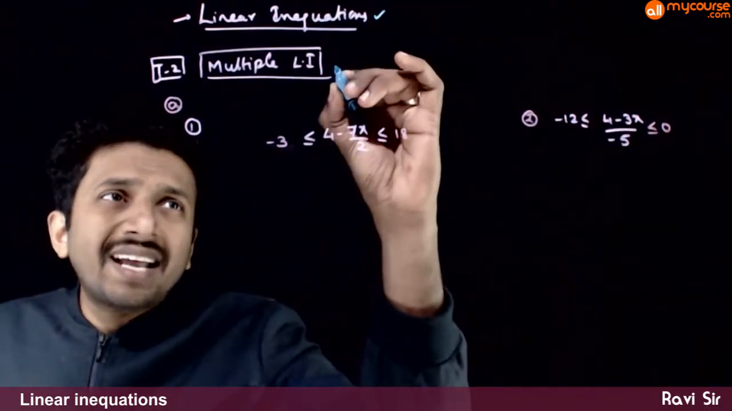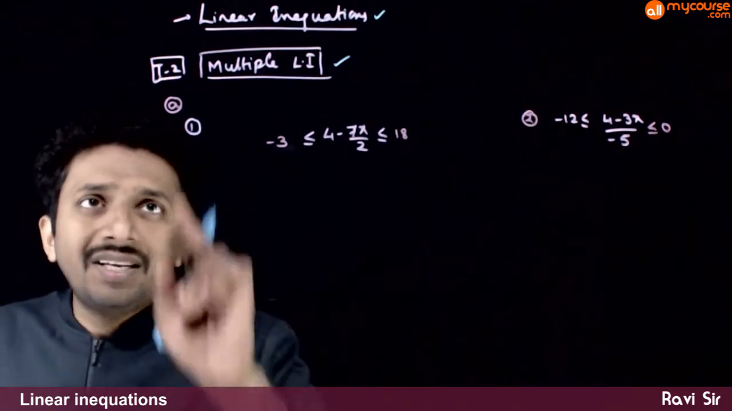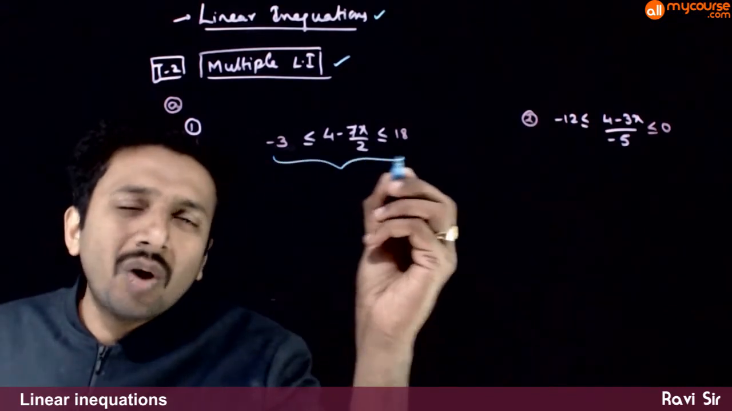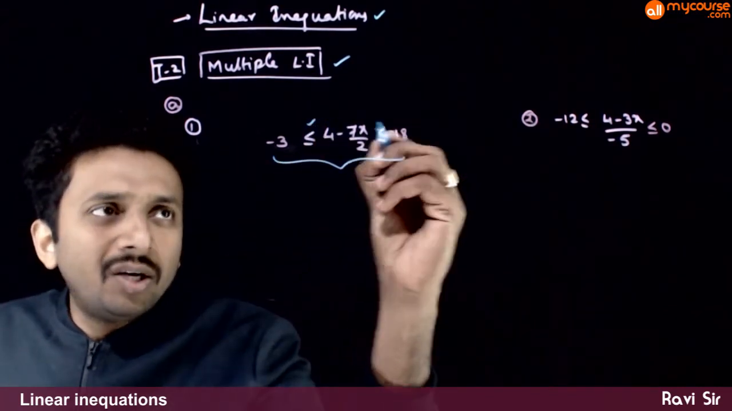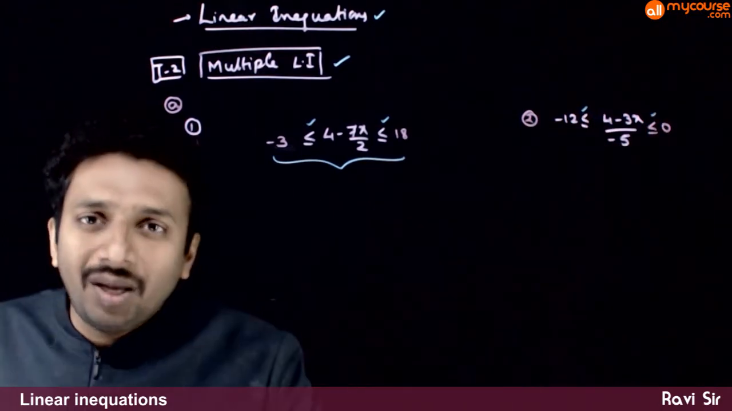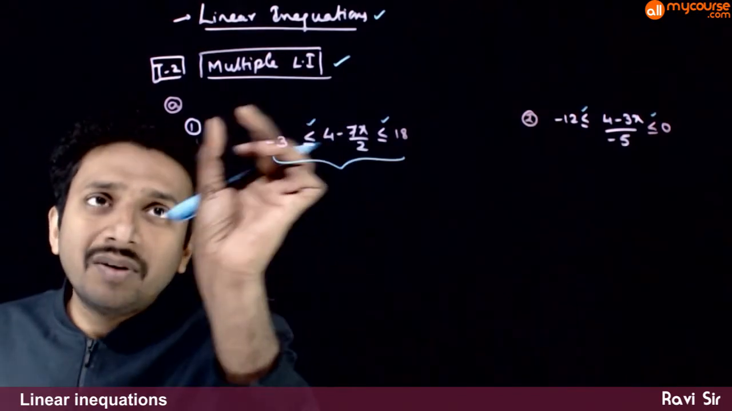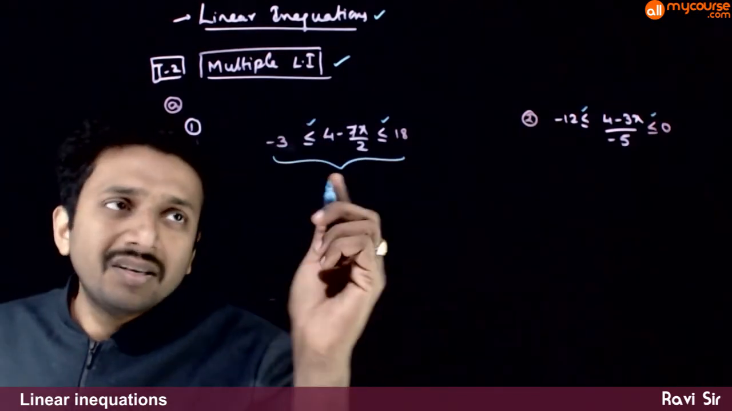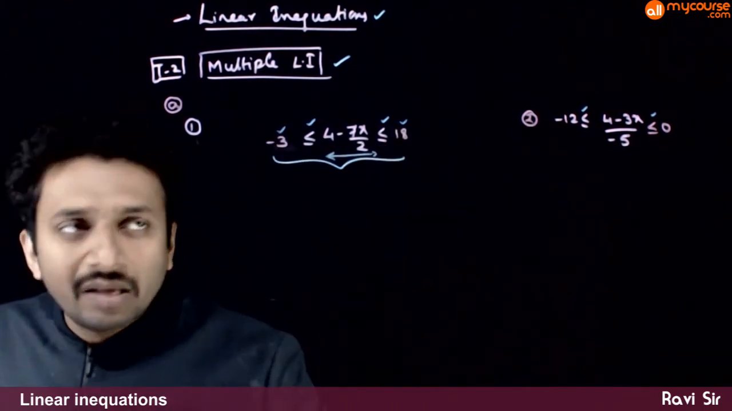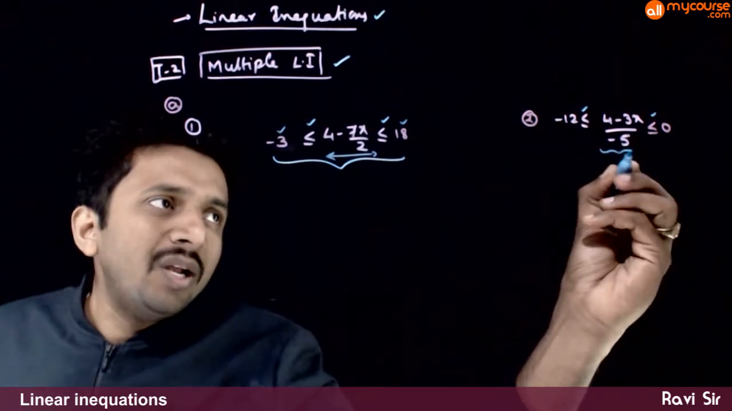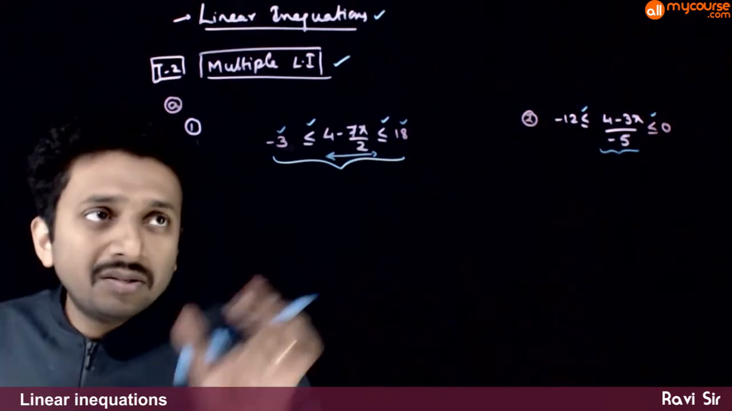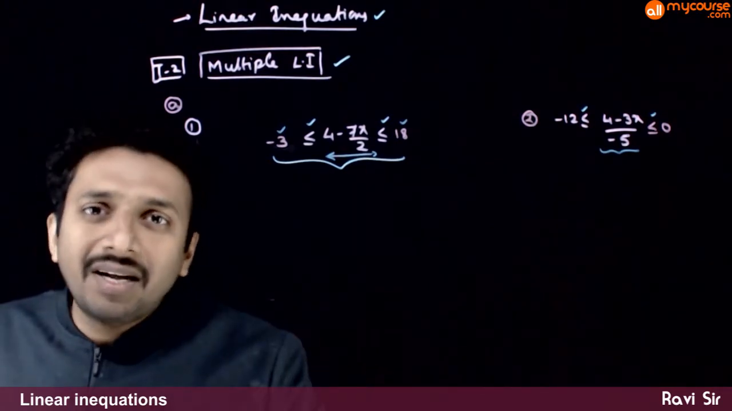So now let us go to the second type of linear inequations, that is multiple linear inequations. So here you have inequation in one line, but there are two inequations. So this is an example of multiple linear inequations. In multiple linear inequations there are two types. The first type is that you have a variable only in one term and the two other terms will be constants. So both of these have the variable only in the middle term and both the extremes are constants. If the inequation looks like this, it is slightly easier.